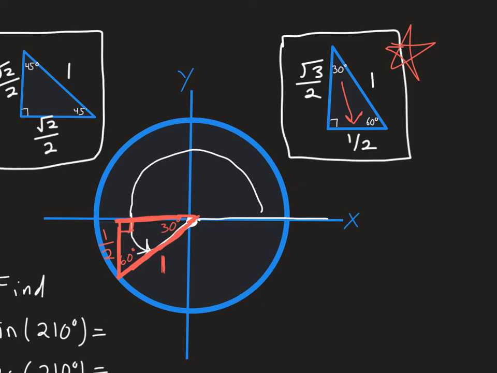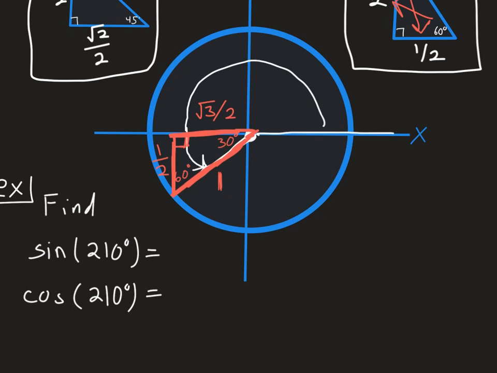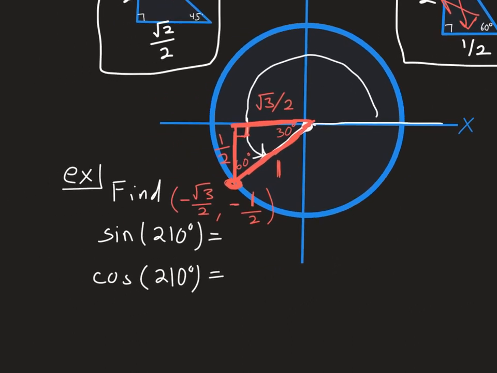And then the side across from 60 is going to be √3/2. Okay, perhaps we could write it out as a coordinate point here. So what is this coordinate point? What is my x value and my y value? My x value is moving to the left, in the negative direction, a distance of √3/2. And my y value is moving down, so that's in the negative direction as well, so down -1/2.